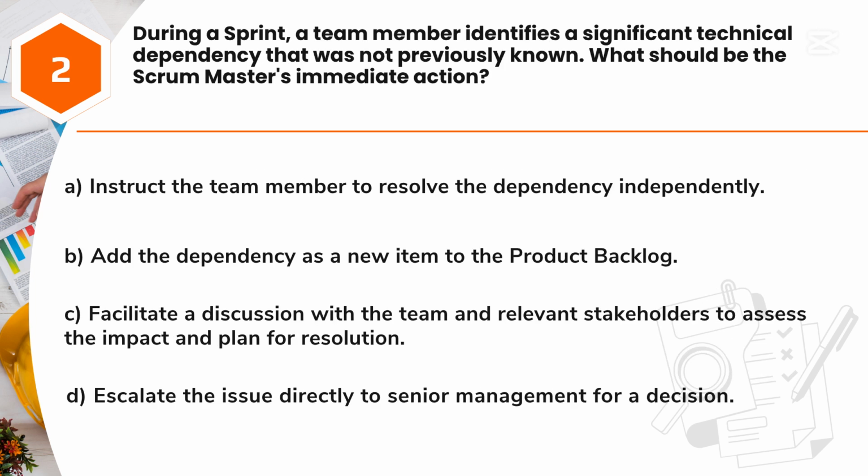Question 2. During a sprint, a team member identifies a significant technical dependency that was not previously known. What should be the Scrum Master's immediate action? A. Instruct the team member to resolve the dependency independently. B. Add the dependency as a new item to the product backlog. C. Facilitate a discussion with the team and relevant stakeholders to assess the impact and plan for resolution. D. Escalate the issue directly to senior management for a decision.